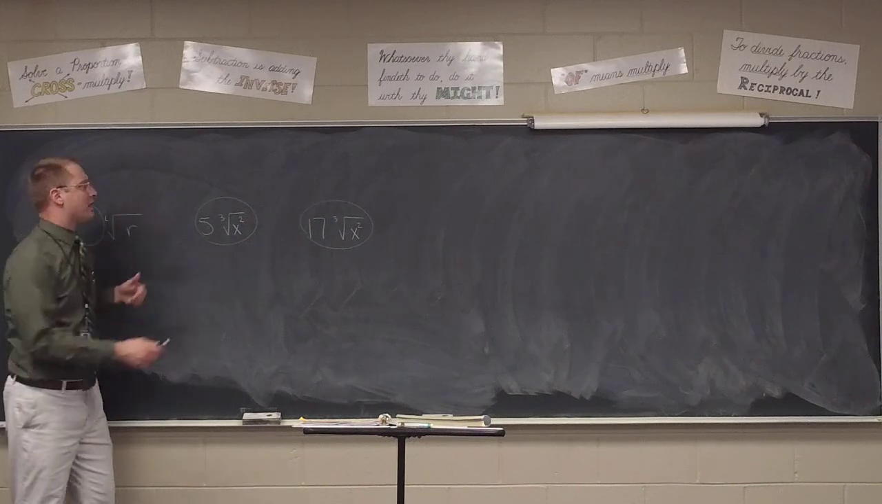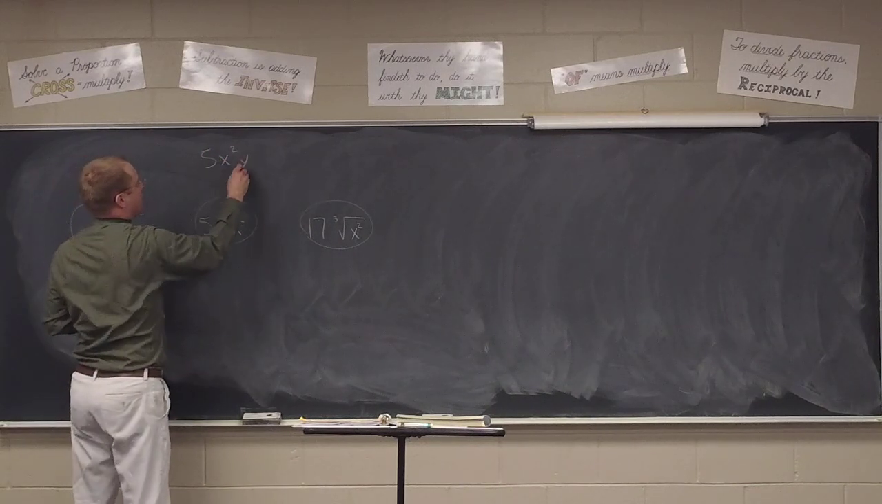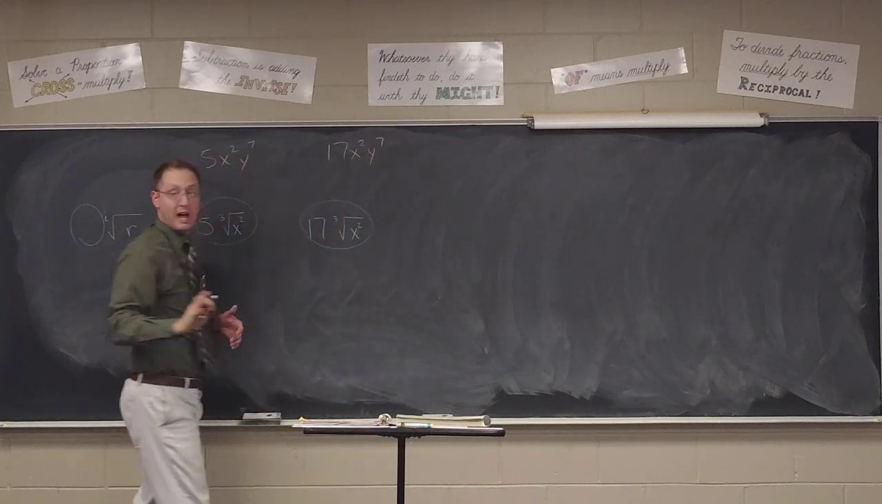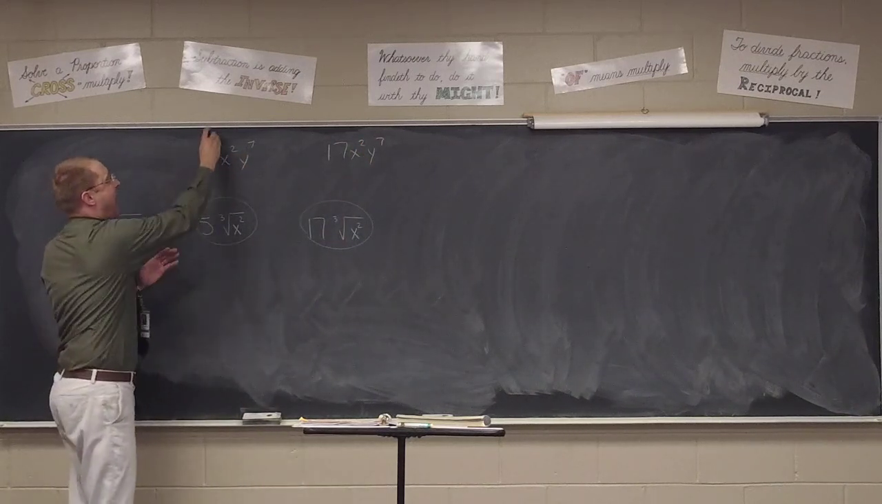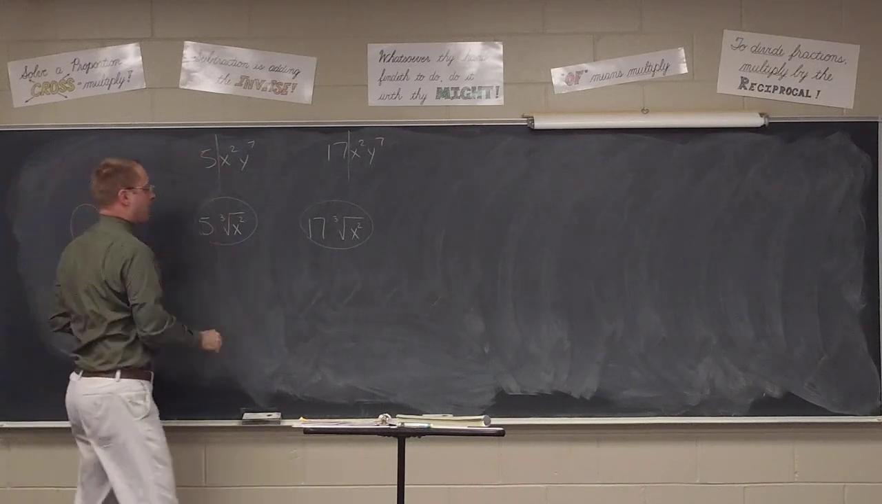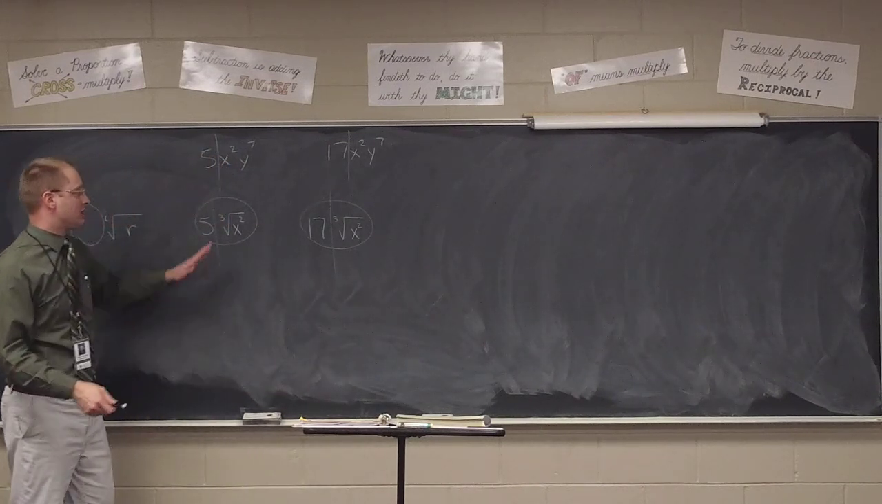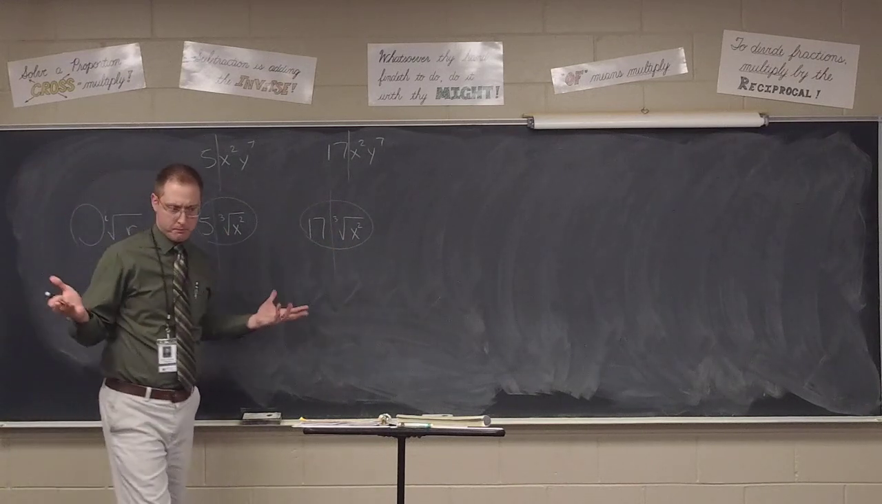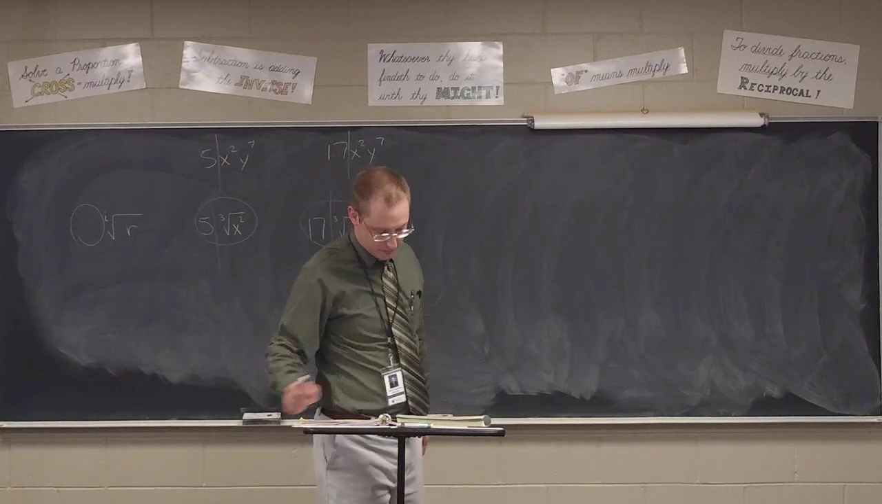Does that make sense? Kind of like a 5x squared y to the 7th and a 17x squared y to the 7th. To be like terms, everything after the numbers has to be identical, right? Same thing here. Everything after the coefficients would have to be identical for these to be considered similar radicals. Make sense?